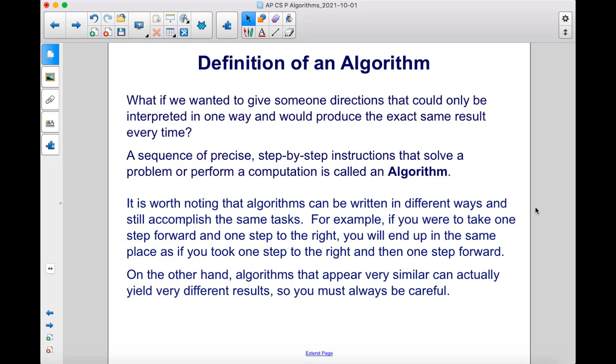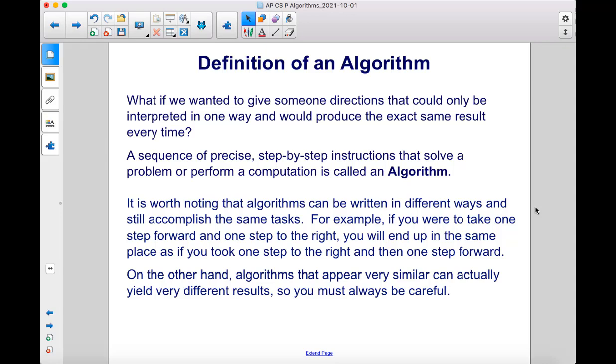What if we wanted to give someone directions that could only be interpreted in one way and would produce the exact same result every time? A sequence of precise, step-by-step instructions that solve a problem or perform a computation is called an algorithm. It is worth noting that algorithms can be written in different ways and still accomplish the same tasks.